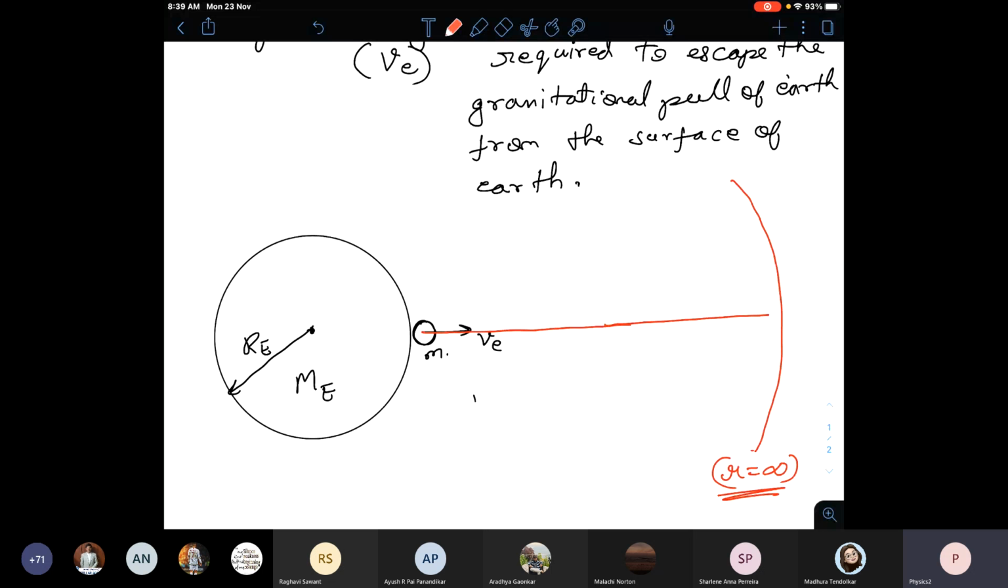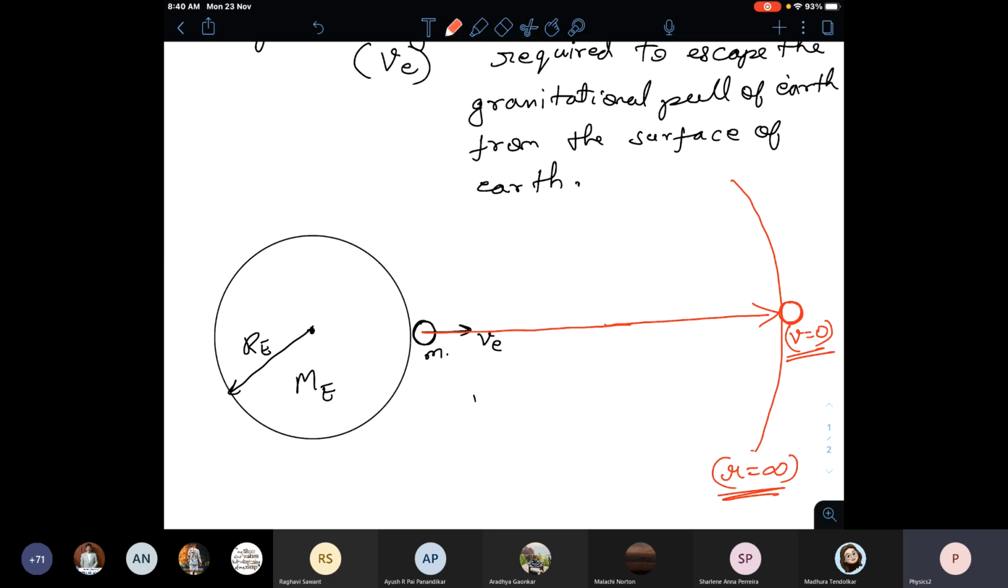So if this smaller mass just somehow manages to reach this point, that is r equal to infinity, by reducing its speed gradually, and finally when its velocity becomes zero at infinity, it will have just escaped the pull of the earth. Simple, right?